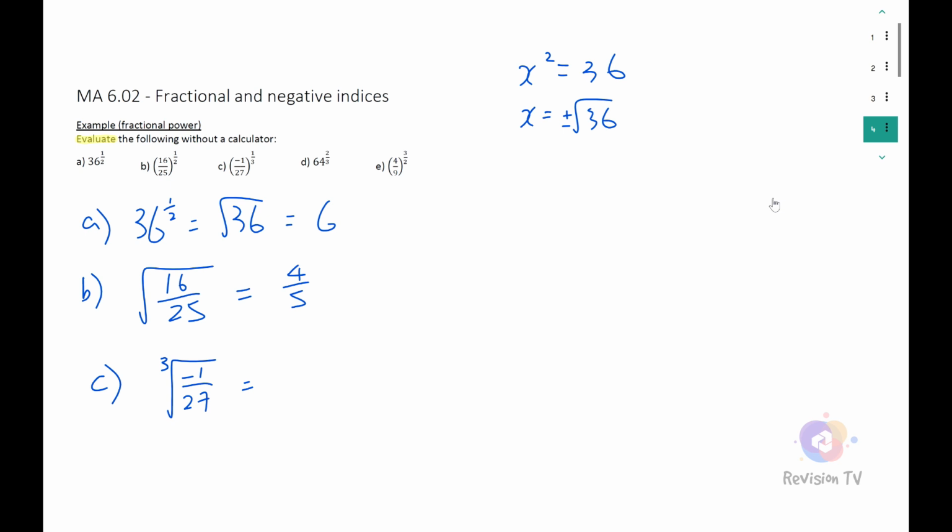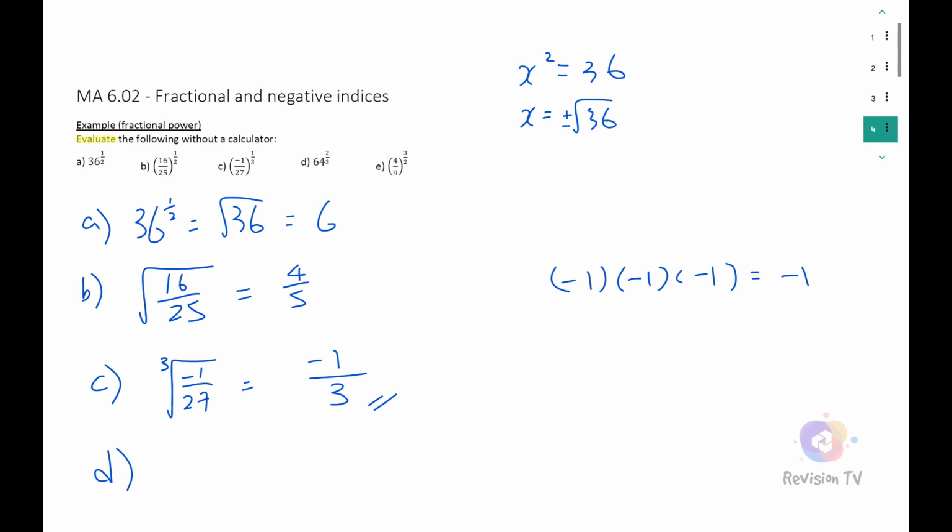So cube root of negative 1 over 27 is, so cube rooting of negative 1 is just negative 1, because negative 1 times negative 1 times negative 1 is 1, negative times negative is positive, times negative is negative. Cube root of 27 is 3, because 3 times 3 times 3 is 27. So it's negative a third. D. Now, we have 64 to the power of 2/3.